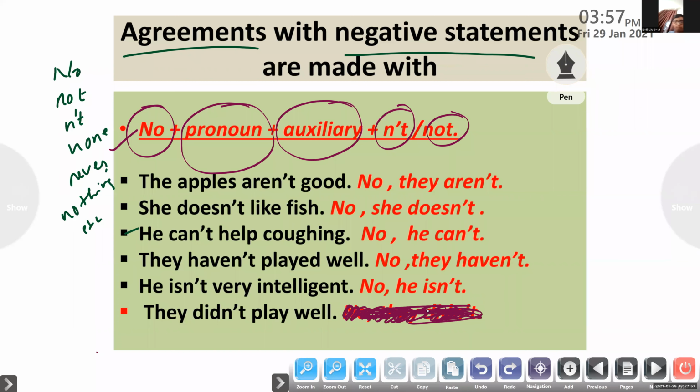They didn't play well. This is my sentence for you. As you all know, this is a statement, and it is a negative statement and you need to agree with the statement. How are we going to agree with the statement?